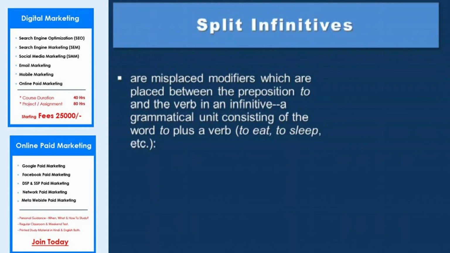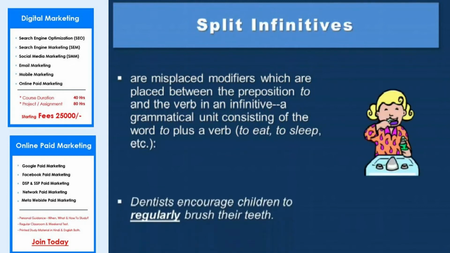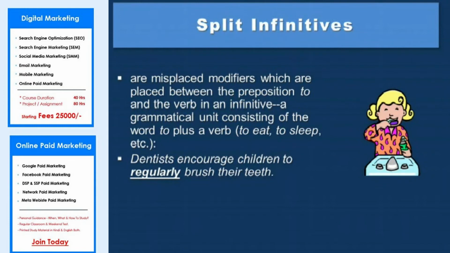Dentists encourage children to regularly brush their teeth. To brush is an infinitive. To plus first form of the verb. Now, regularly is a misplaced modifier again, which is playing the role of split infinitive. So, in order to correct it, you'll have to ensure that regularly is placed at some other word, not between the infinitive. The modifier regularly is splitting the infinitive to brush.